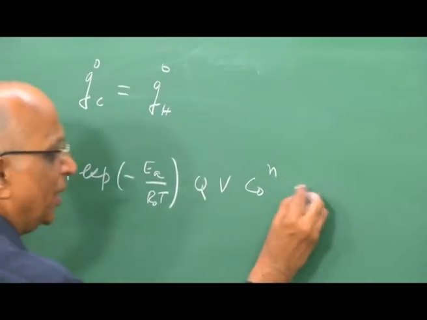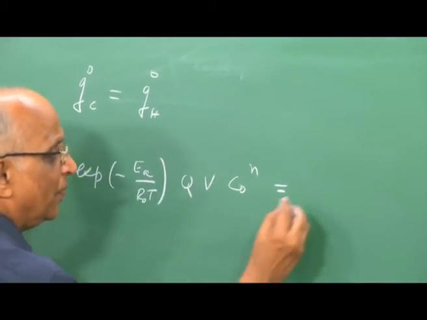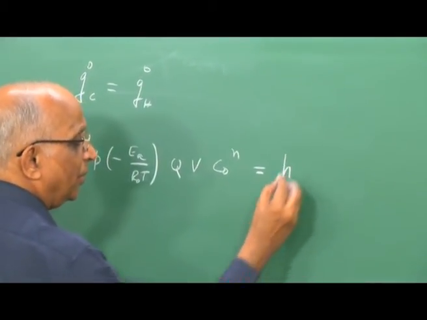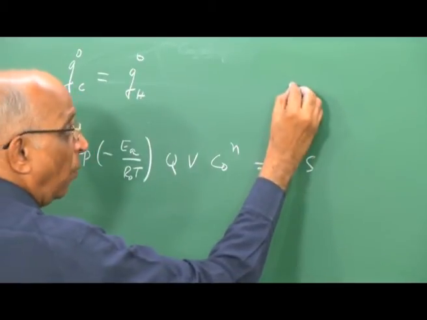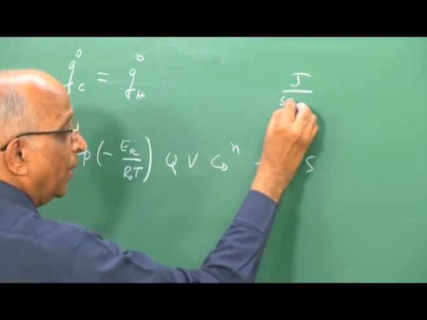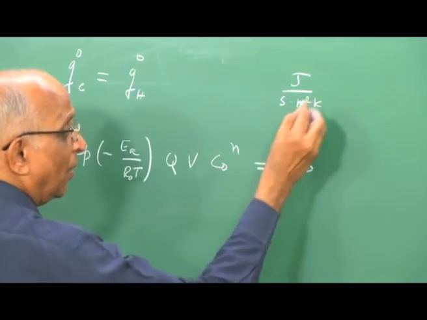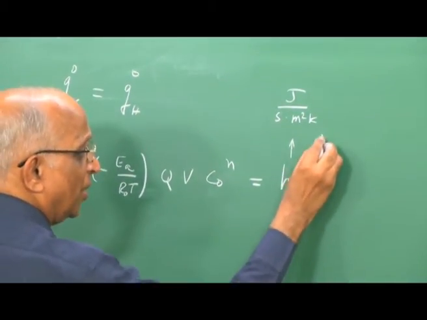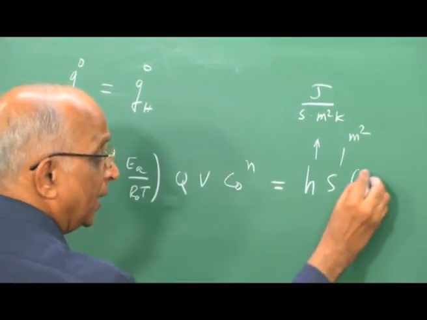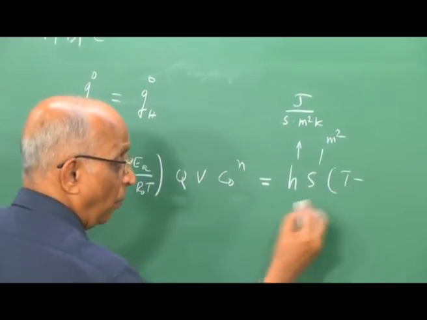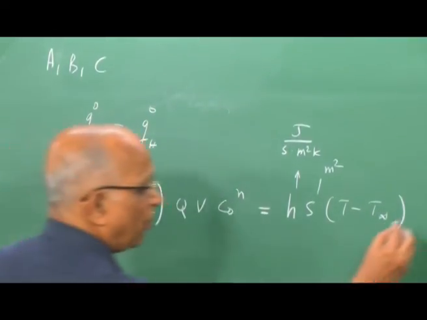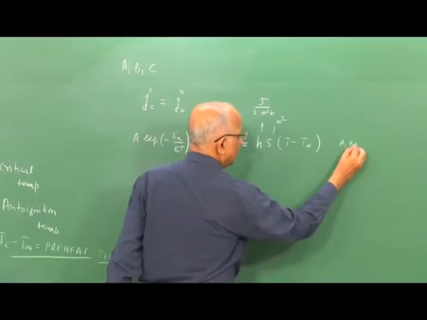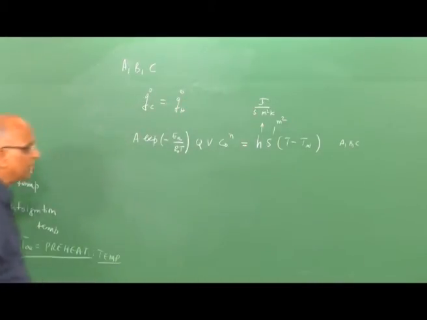And the heat which is getting lost from the system is equal to the heat transfer coefficient into the surface area. The heat transfer coefficient is in watts or joules per second, meter square, degree Kelvin or degree centigrade, into T, the temperature of the volume, minus the ambient temperature. This is true for points A, B and C at which the equality is obtained.